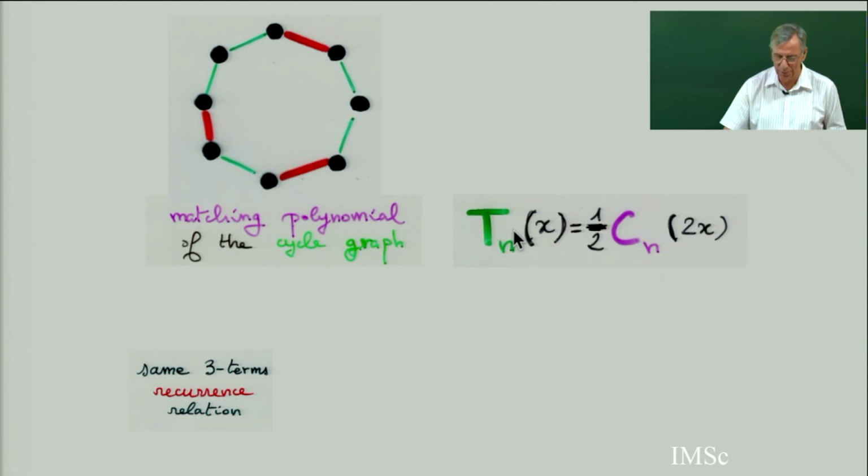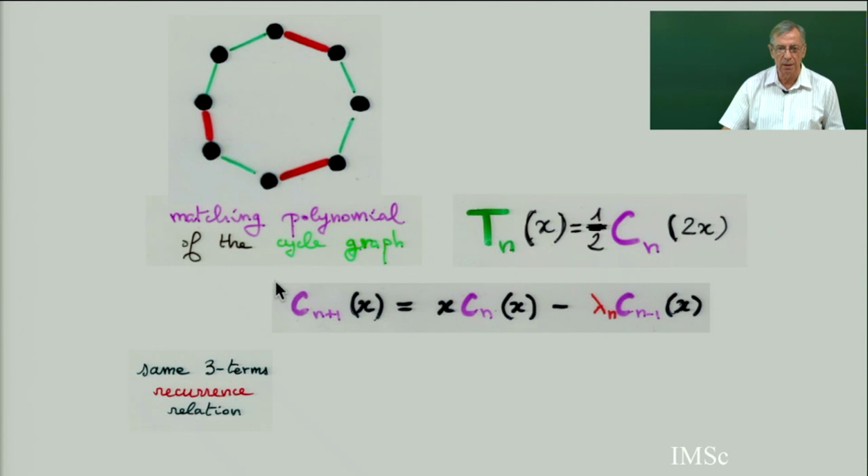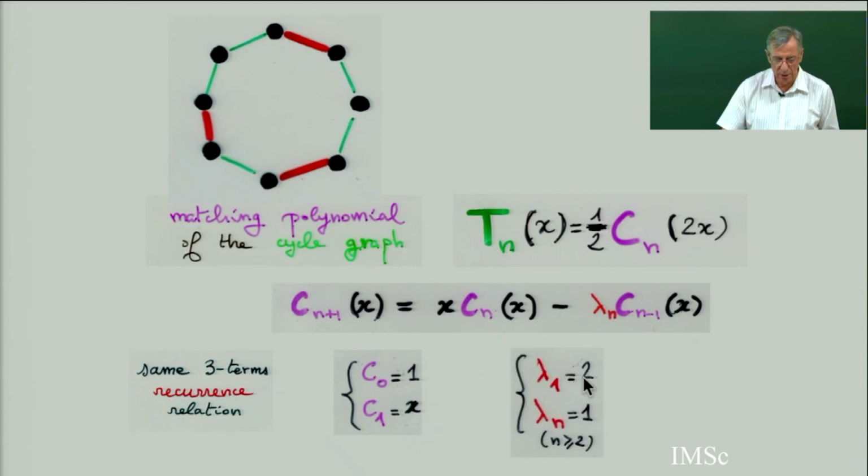Let's go back to classical geometry. But I claim that Cn, the matching polynomial of the cycle graph, satisfies this three-term recurrence relation with again x. But before, for the Fibonacci, it was 1 here. Now it's not exactly 1. It's lambda 1 equal 2, and lambda n equal 1 for all other integers n. So it's always 1, except lambda 1 equal 2, with starting points C0 equal 1, C1 equal x.